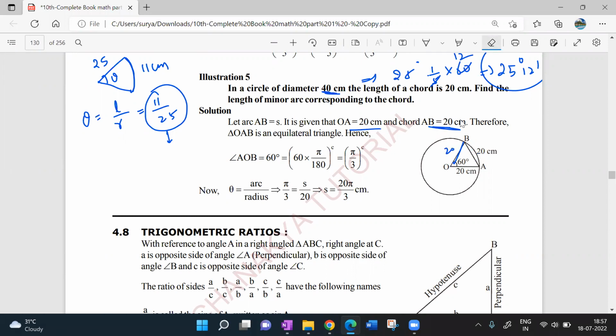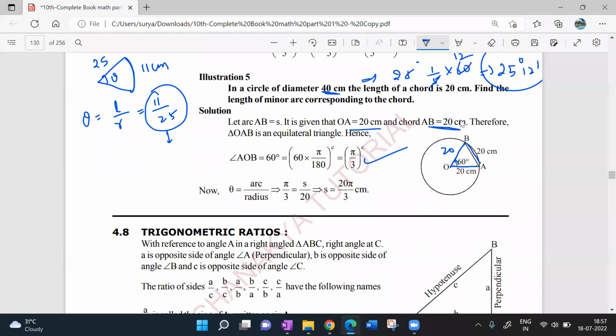Why is it an equilateral triangle? You guys understood or not? OA is a radius, OB is also a radius, so of course it will be 20. And this length is given as 20. So it is 20, 20, 20. All sides are equal. It is an equilateral triangle. So what will the angle be here? 60 degrees. Very simple, or not? So 60 degrees is pi by 3 radians.